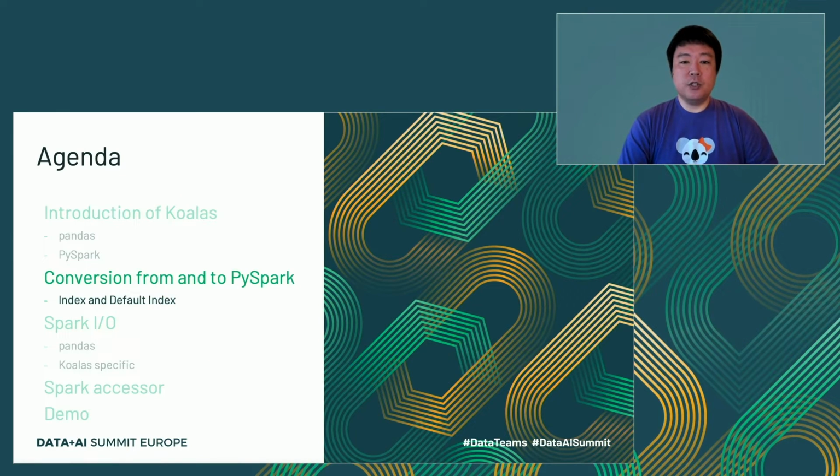Then let's look into APIs for PySpark users to work with Koalas. The first APIs are to convert from and to PySpark DataFrame, as it's good for PySpark users to know how easily we can go back and forth between Koalas and PySpark DataFrame.